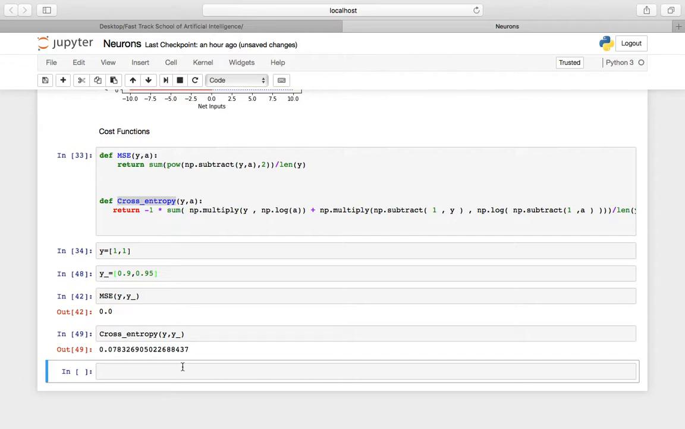This is how we calculate the cost, basically the error between the original class and the predicted class. Another thing I promised to discuss was the softmax layer, the softmax function.